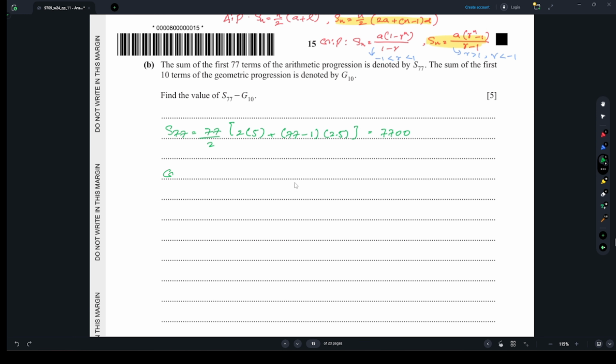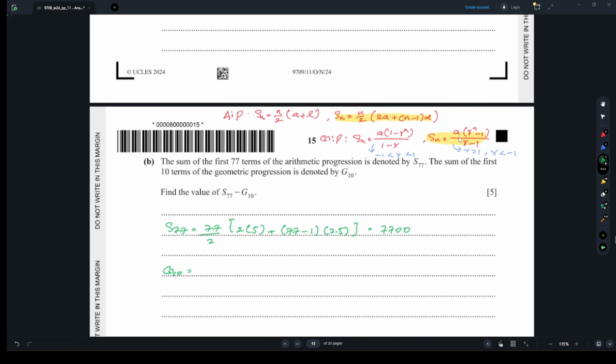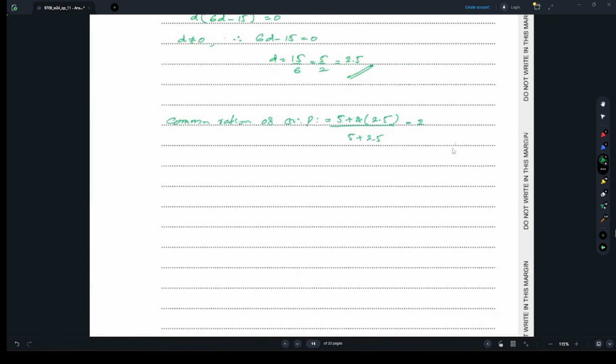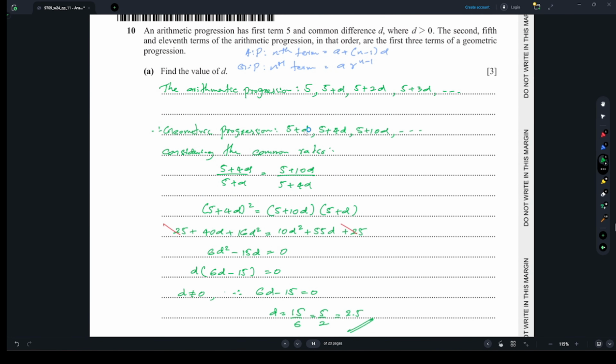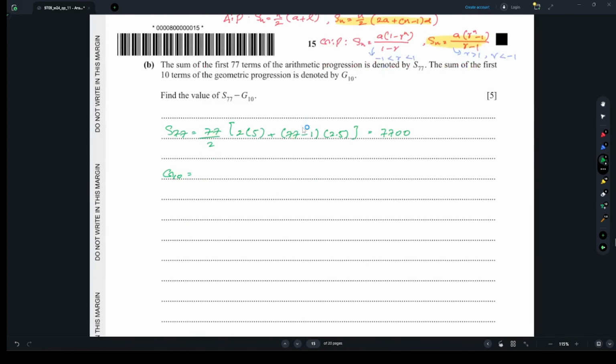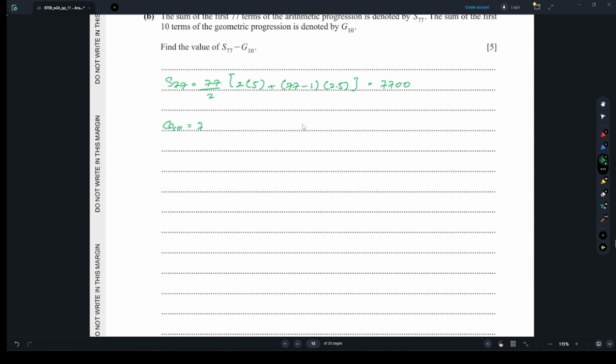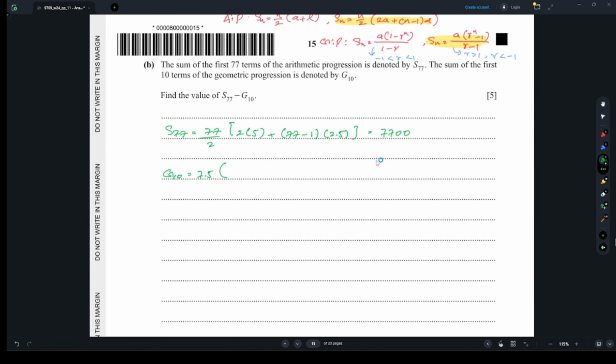So now we have to find G10. We have to use this equation, and here a is 5 plus d, d is 2.5, so 7.5. And then r is 2. So 2 to the power 10 minus 1, divided by 2 minus 1. When you simplify this one, you will receive 7,672.5.